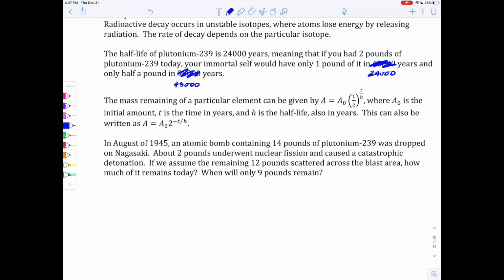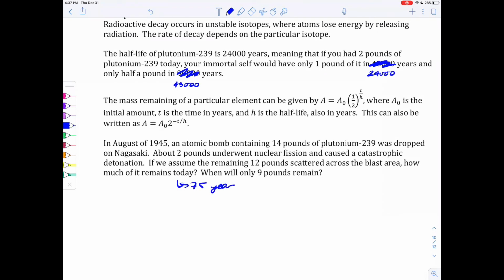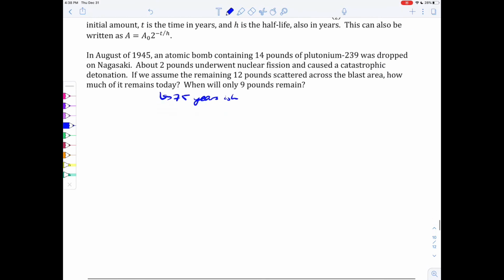And when we say today, for the purpose of this question, we're not going to necessarily say January something of whatever year. We can assume it's close to 75 years ish. If we want to get closer, based on it being August 8th of 45 and January being 5 months after that, it's closer to 75.417.